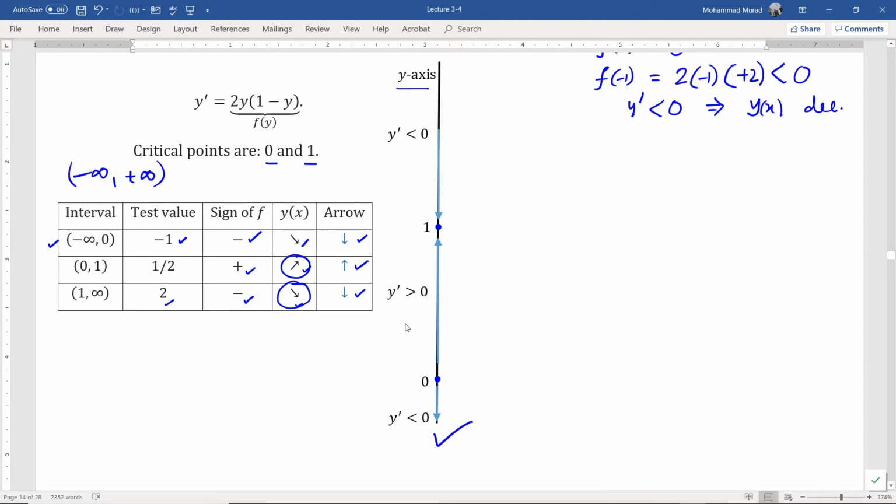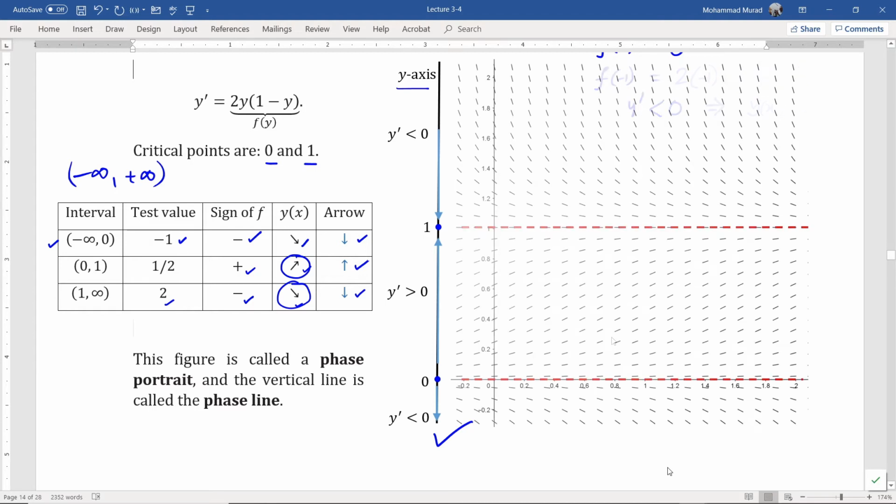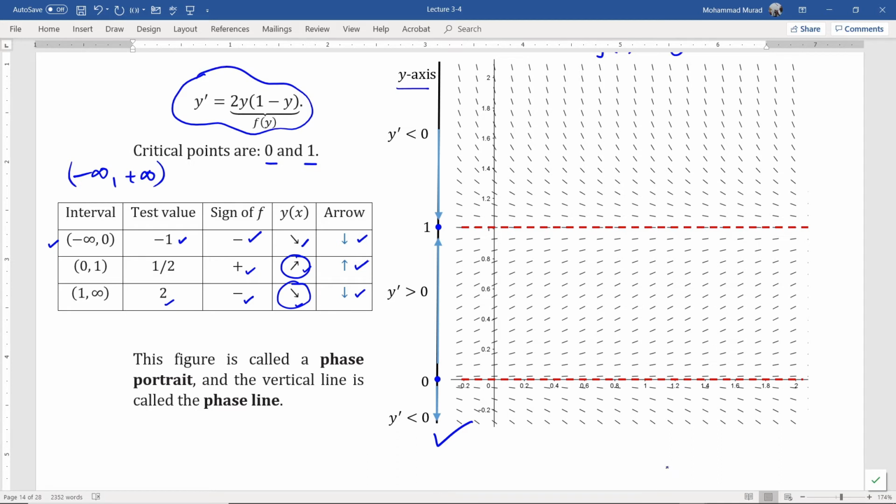This vertical line with arrows is called a phase portrait, and the vertical line itself is called the phase line. Now let's put the direction field of the autonomous differential equation side by side with the phase portrait. The constant solutions are plotted with the red dotted lines.